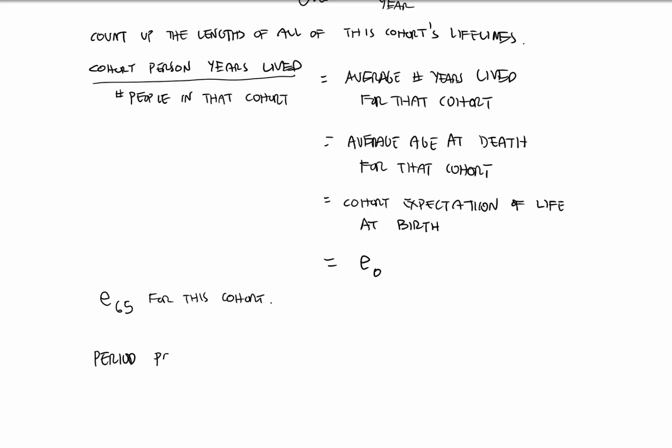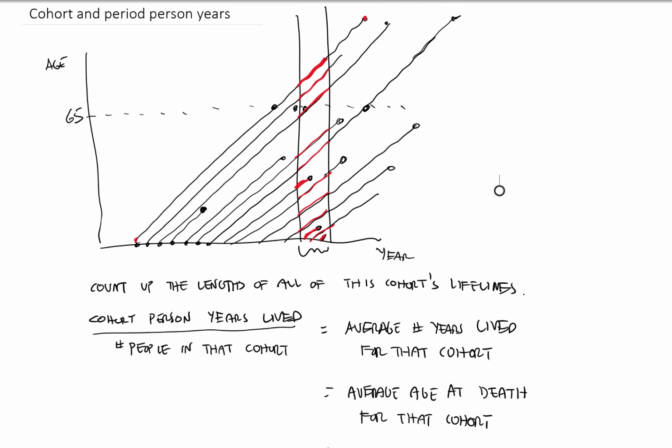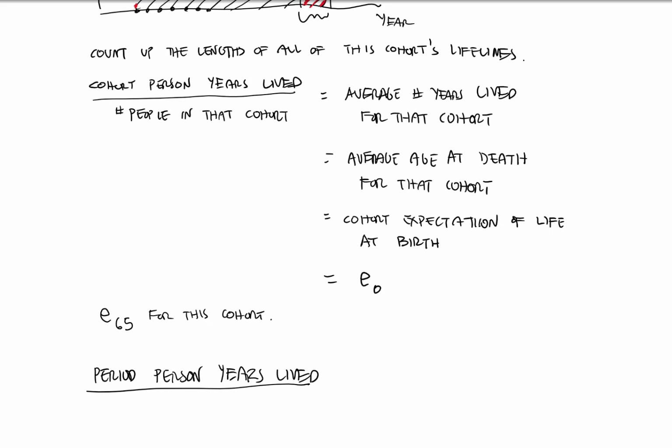person years lived. So we have a cohort person years lived, and then for a vertical strip, we can calculate the period person years lived. Now, the other thing we can do is, there are many of these lines, of course. Just like the cohort person years lived, we can calculate a period person years lived by adding up all of those lines.